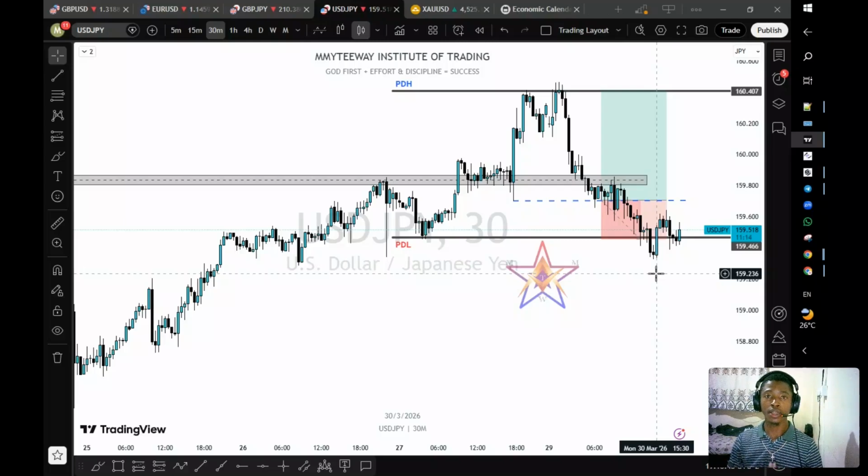The EMAs in the 1 hour and 4 hour were facing up. The previous day low and previous day high, it was a bullish candle for the previous day. So everything was according to plan. But this is how it is in the markets. Strategies work with probabilities. They are not always 100% winning, right?